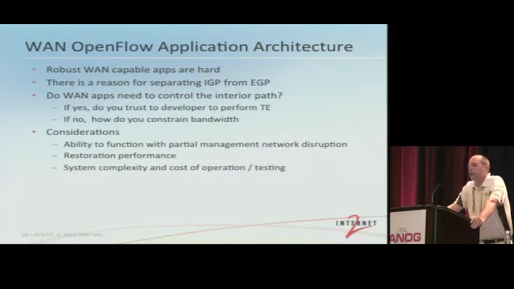For instance, you might be able to just abstract that away and present these applications with a simplified backplane kind of construct, right? But if they do need to have control of the interior path, you have to ask yourself, do you trust the people writing those applications to do your traffic engineering? And if not, you have to think about how you are getting constrained bandwidth, and how you yourself are going to do traffic engineering. So keep those things in mind. Also keep in mind what you're going to do about network management disruptions and restoration performance.